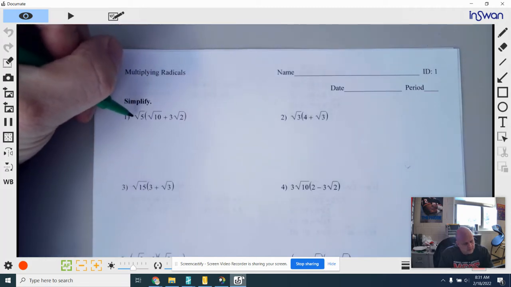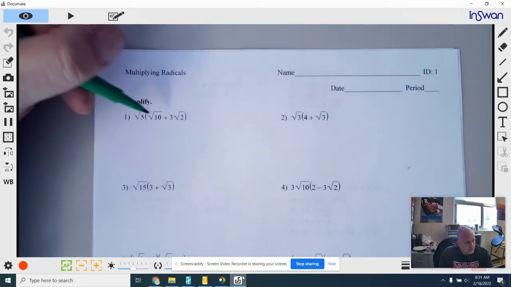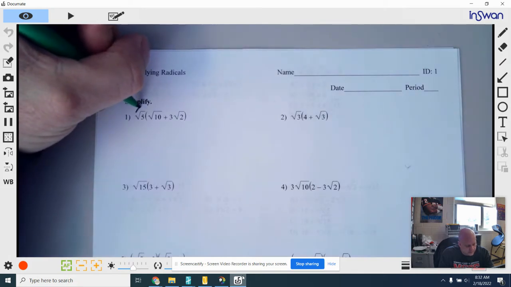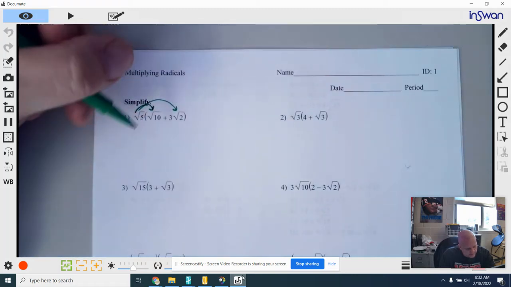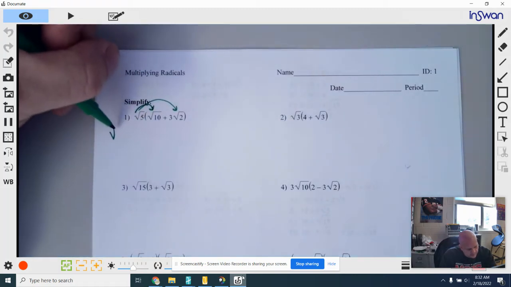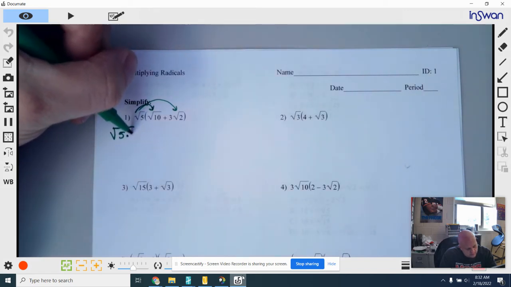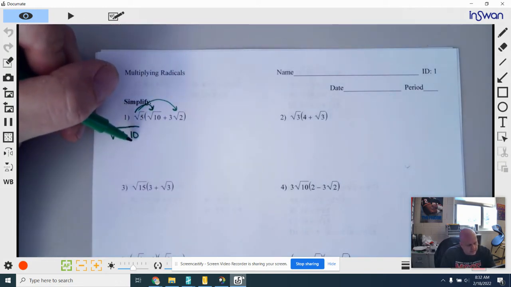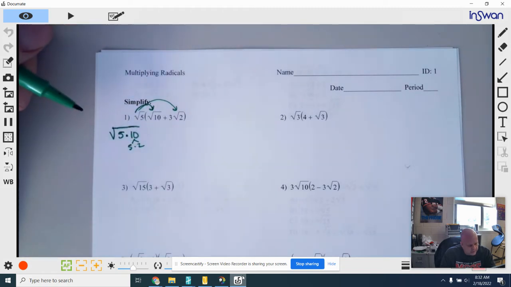So we see number one, this is the square root of 5 multiplied by the quantity, the parentheses, square root of 10 plus 3 times the square root of 2. Okay, so this is the distributive property. So again, we draw our arrows going into both. And what happens is this square root of 5, since it's being multiplied, comes underneath the root symbol with that square root of 10. Okay, now the square root of 10, I know technically is 5 times 2.